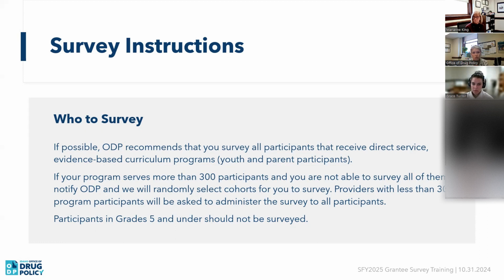When you survey your program participants, sometimes our grantees have parent programs where only parents participate. There are also youth programs where only youth participate, and sometimes family programs where youth and parents participate. So make sure that you use the correct survey form with the correct population. If you're surveying parents, use the retrospective parent survey. And if you're surveying older youth in grades 6 through 12, use the youth survey.